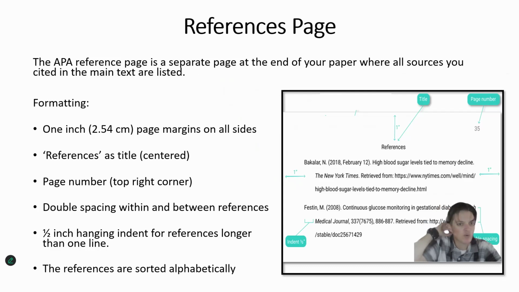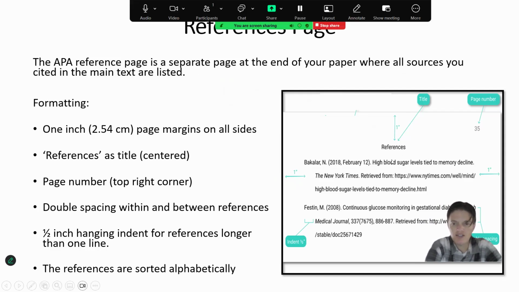In terms of the actual references page, the APA references page is a separate page or pages at the end of your paper where all of your sources in the main text are listed. What you're going to see on this page is it will say references up at the top in the middle, and then it will have the page number up in the top right corner.